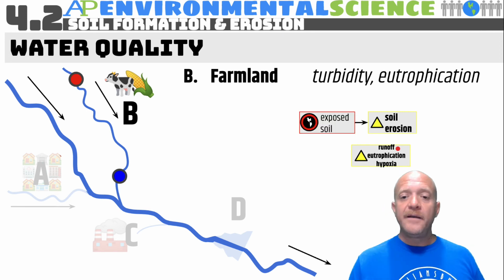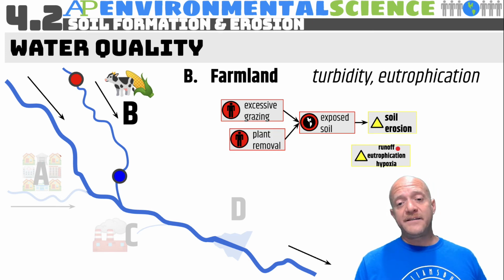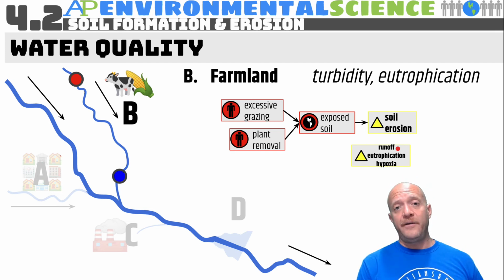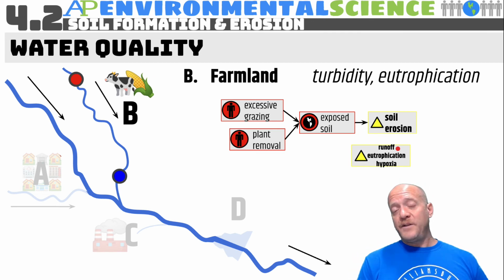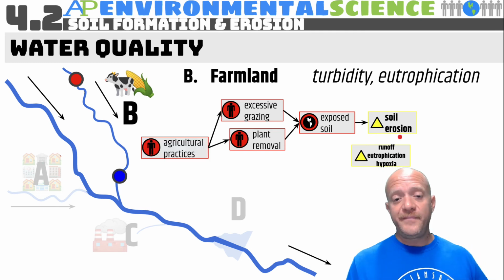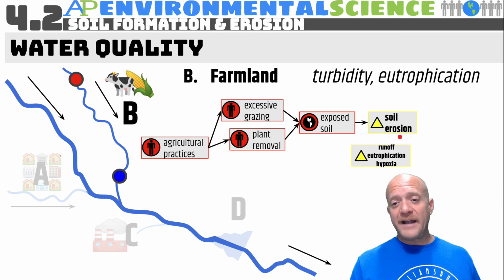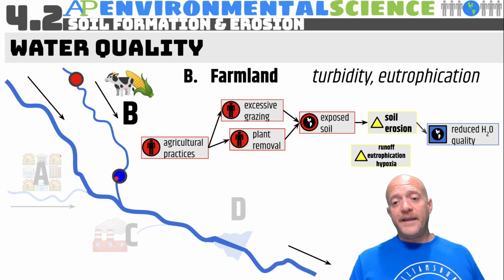All right, soil erosion is caused by the exposed soil on the farm from excessive grazing or removing of plants. So if the cows or the livestock or whatever are eating all of the grass, all of the organic plants, the soil will be exposed. But also when you're farming, typically you will harvest the plants all at once, and when you harvest them, you have exposed soil as well. That can lead to soil erosion, and this is from agricultural practices. The soil erosion will definitely reduce the water quality at the blue location.